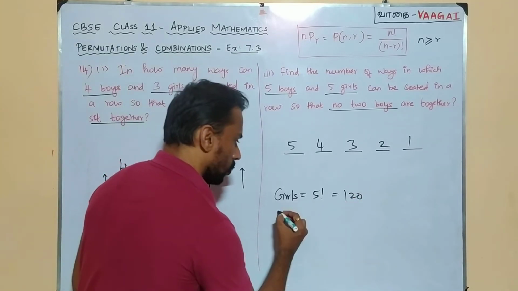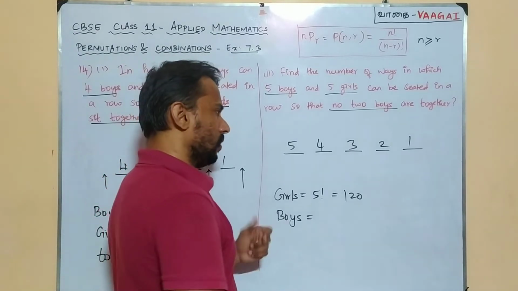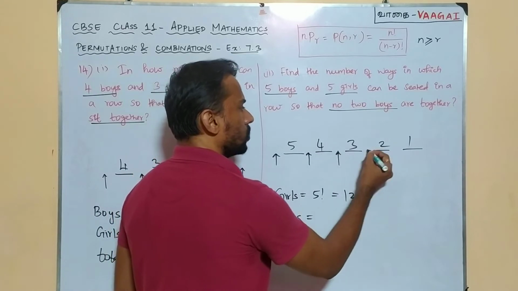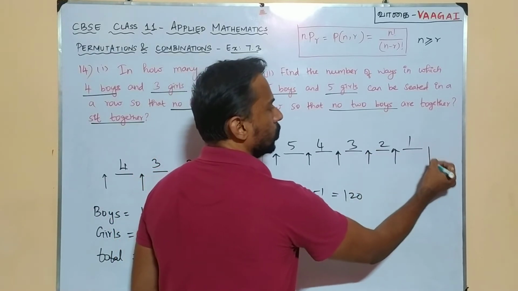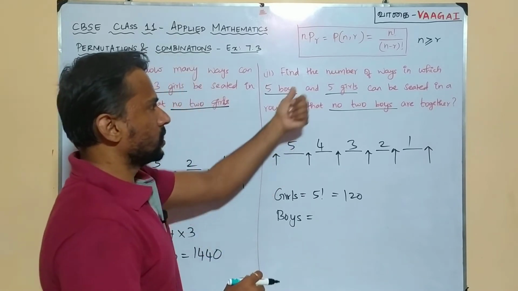And what about boys? For boys, how many ways will you have? And where can the boys be seated? We'll just place arrow marks here. Boys can occupy these arrow slots. Wherever an arrow is placed, in those places the boys can be seated. That means how many boys are here?